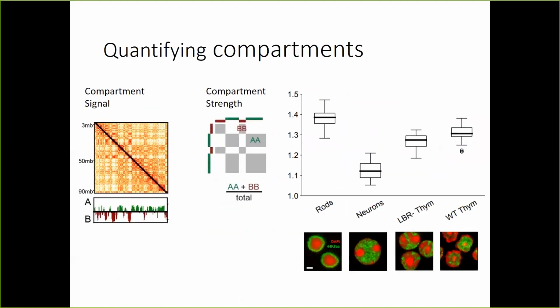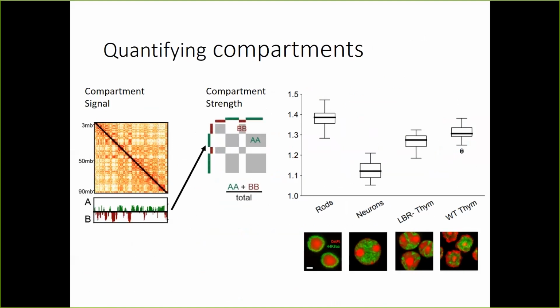So I talked about eigenvector decomposition and assigning A and B to particular loci along the genome. Once you've done that and you have an assignment of A and B, then you can use that to compute a compartment strength, which is essentially just the sum of same compartment contacts divided by the total number of contacts that you have.